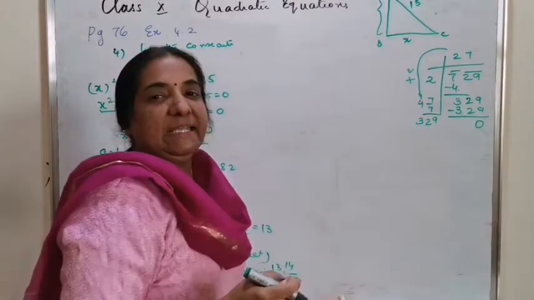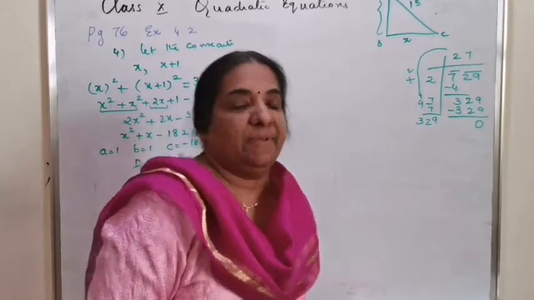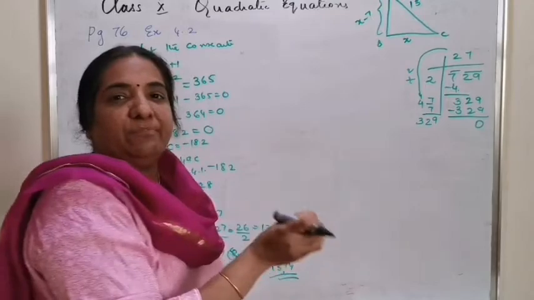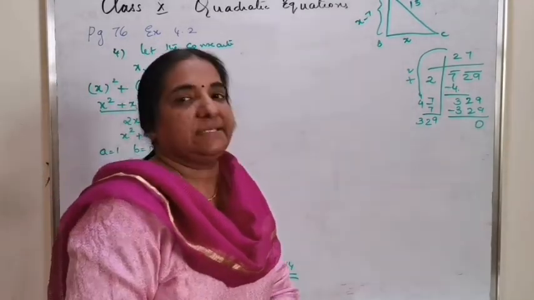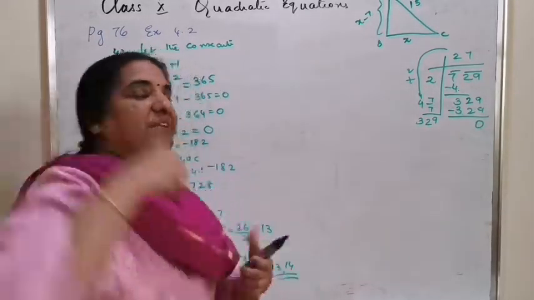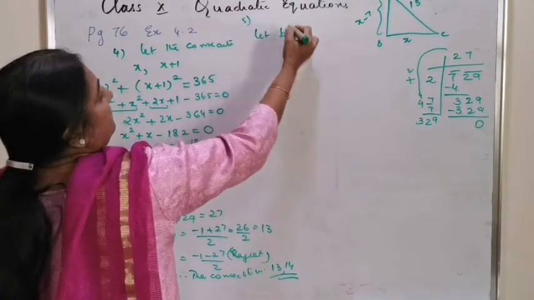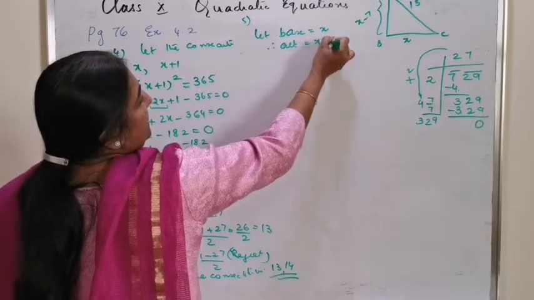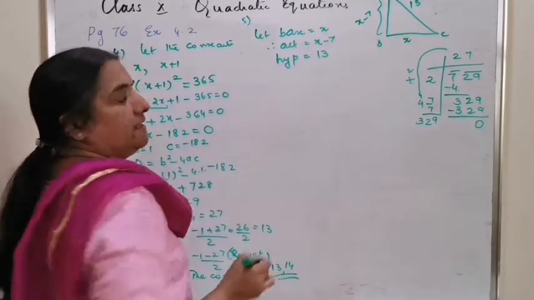So if you take the base as x, the altitude is 7 centimeter less than the base. Be careful to take it as x minus 7. From the base, it is 7 centimeter less, so when you take 7 minus x, it will not be correct. Take it as x minus 7. So let the base be equal to x. Therefore, altitude is equal to x minus 7. Hypotenuse is given as 13.